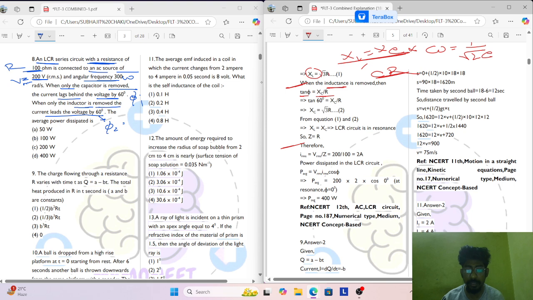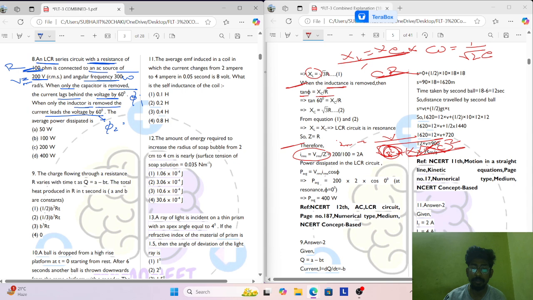Therefore IRMS equals VRMS by Z. How are we getting this? IRMS equals V by, according to Ohm's law, what is the formula? R square plus (XL minus XC) whole square. As XL and XC are equal, that term will be 0. Therefore V by R will be the formula only. Here R is equal to Z. Here R is equal to 100.